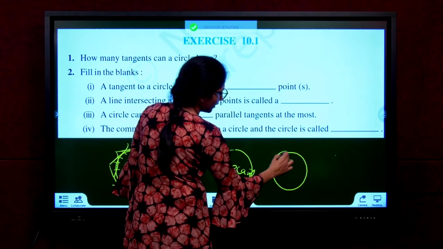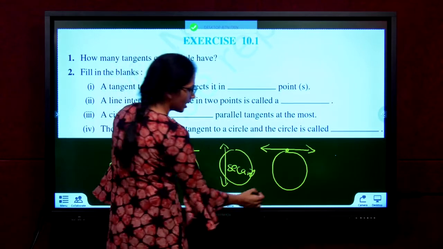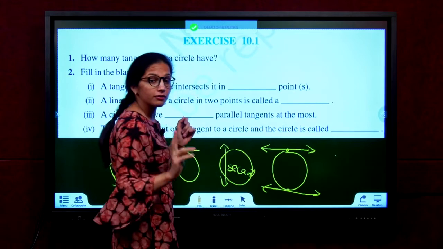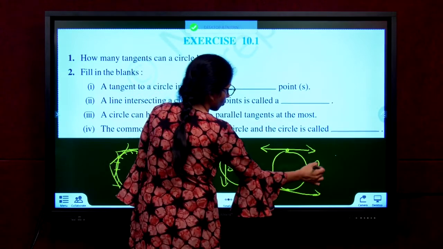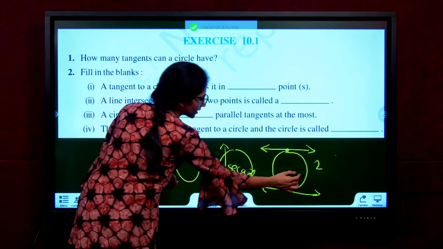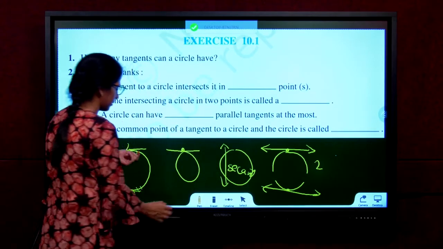A circle can have dash parallel tangents at the most. If I draw a tangent here, and I want one more parallel tangent, there is only one possible here. So how many parallel tangents are possible? 2. 2 parallel tangents at the most. Can you have one more parallel line? No, this is not a tangent. Tangent means it intersects only at one point.